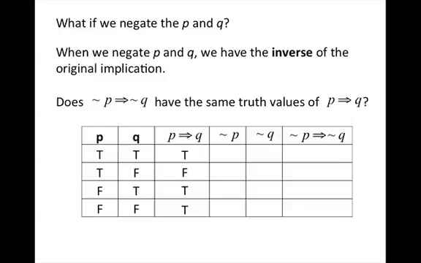Not P is the negation of P. Since P was true, true, false, false, not P is false, false, true, true. Not Q is the negation of Q. Since Q was true, false, true, false, not Q is false, true, false, true.